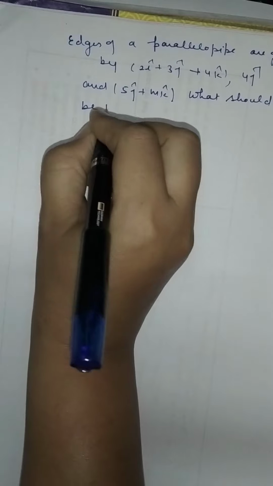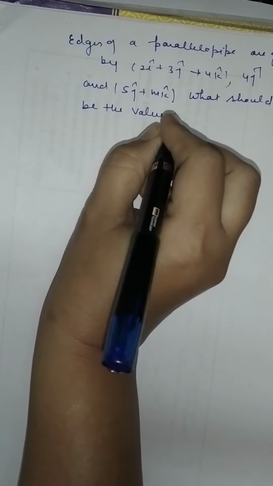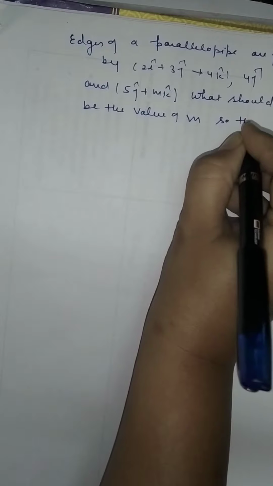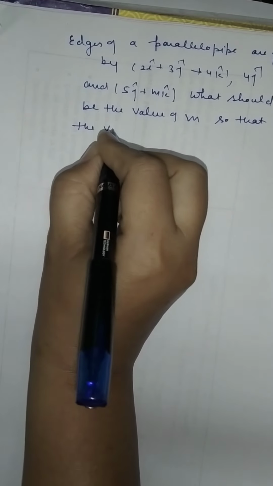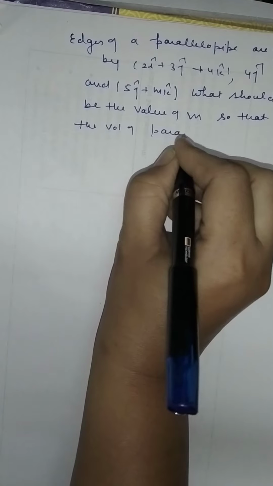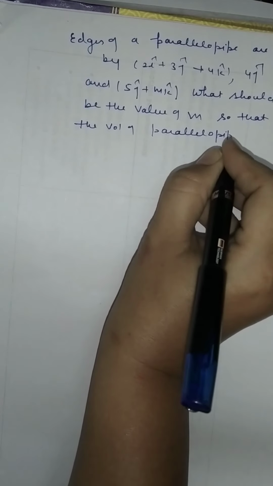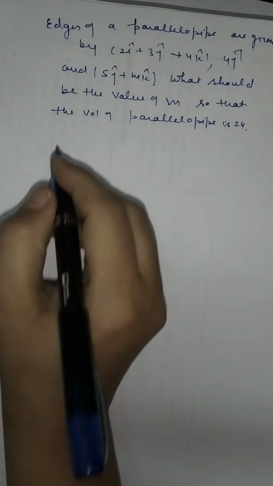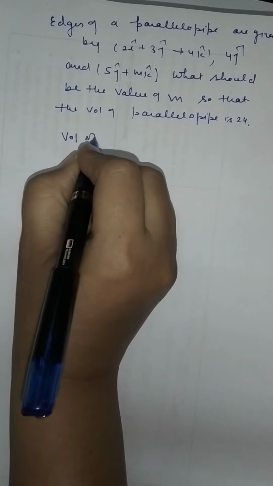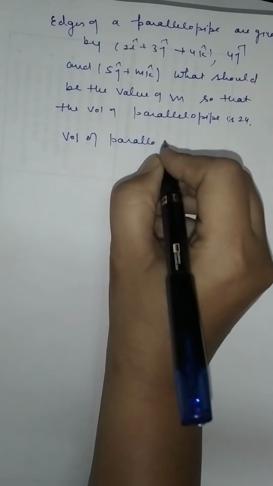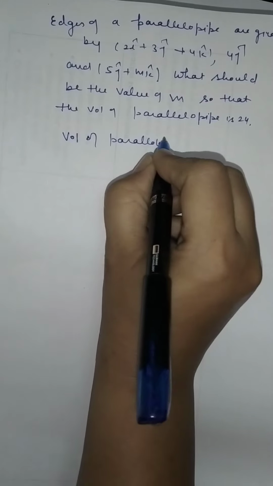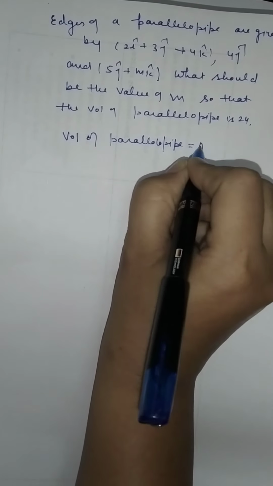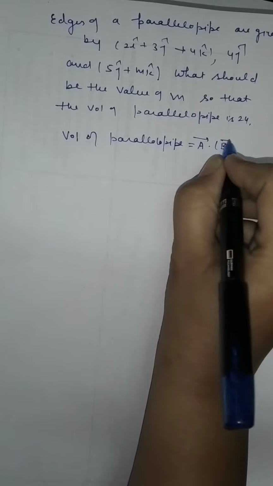Question is, what should be the value of m so that the volume of parallelepiped is 24? So volume of parallelepiped we can write as, volume of parallelepiped is given by the scalar triple product, A dot B cross C.